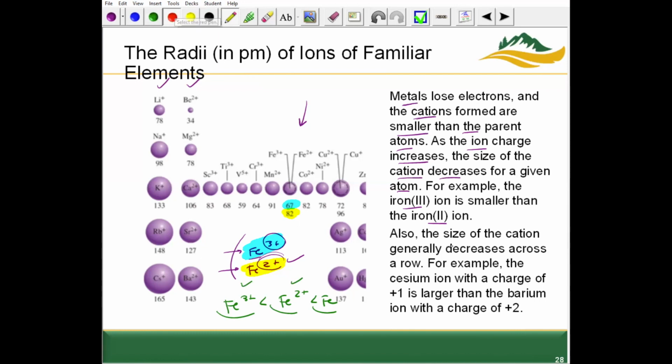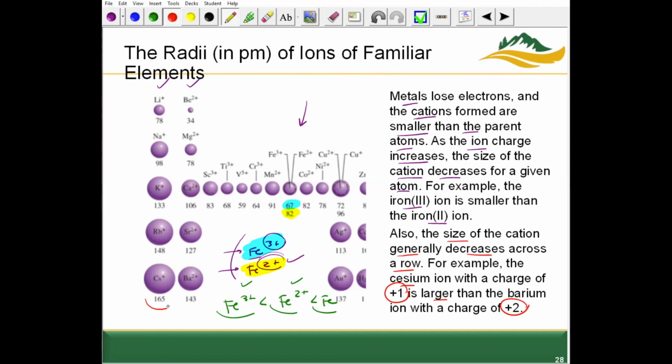Then additionally, the size of the cation generally decreases across a row. For example, the cesium ion with a charge of plus 1 is larger than barium with a charge of 2 plus.